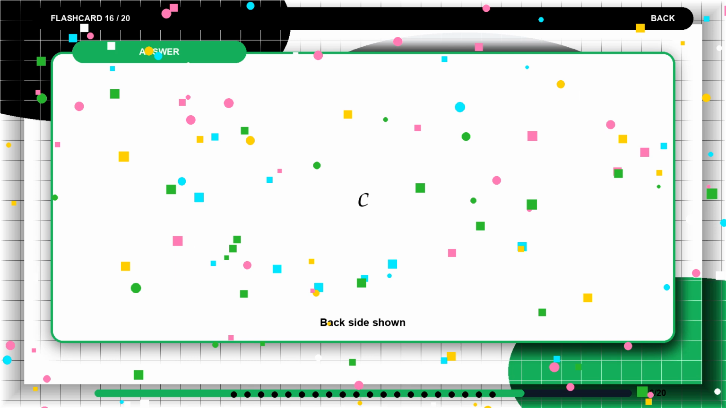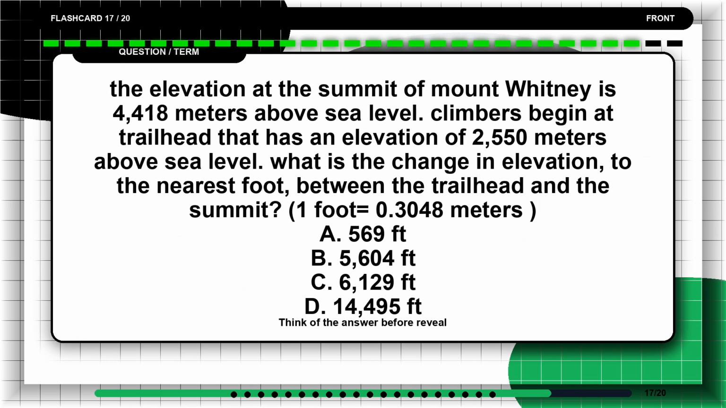The answer is C. Flashcard 17. The elevation at the summit of Mount Whitney is 4,418 meters above sea level. Climbers begin at a trailhead that is at an elevation of 2,550 meters above sea level. What is the change in elevation to the nearest foot between the trailhead and the summit? 1 foot equals 0.3048 meters. A) 569 feet, B) 5,604 feet, C) 6,139 feet, D) 14,685 feet. Pause and think of the answer before the reveal.